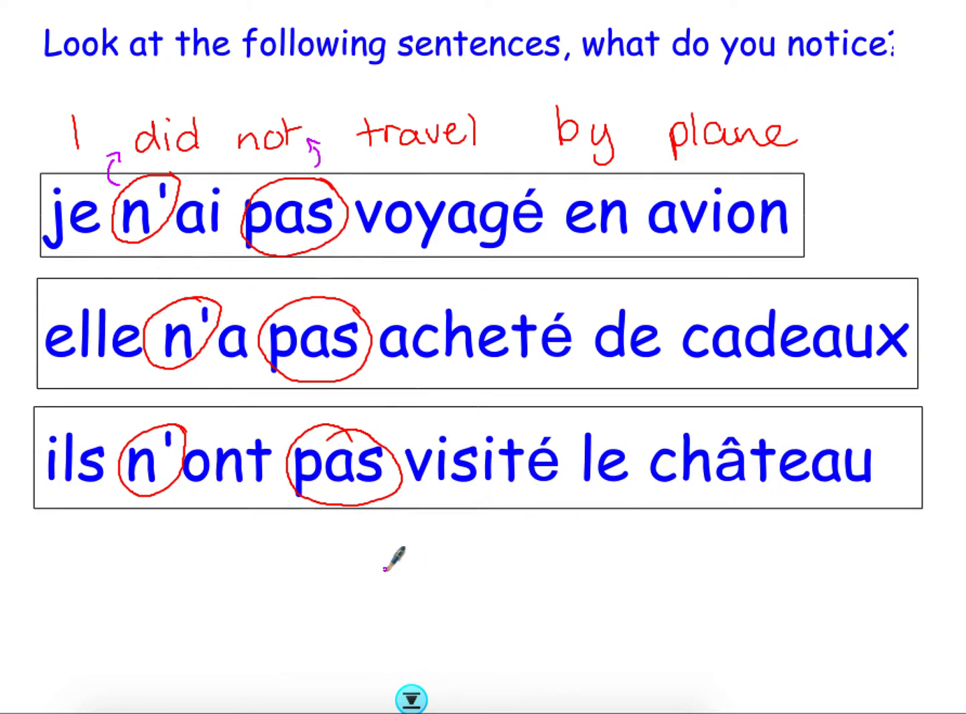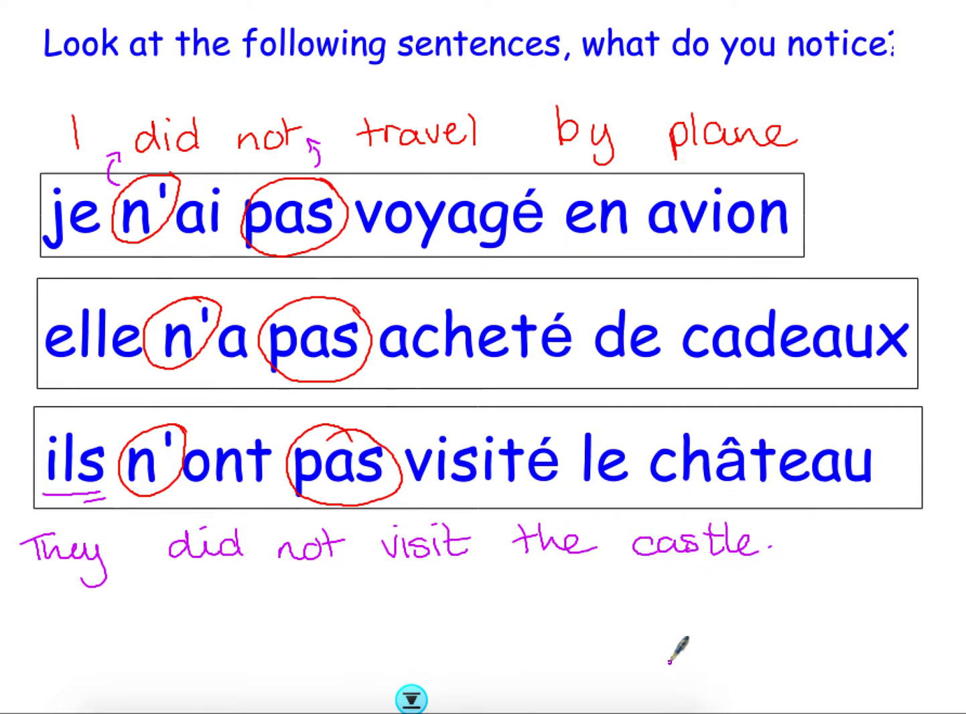They did not visit the castle. Now remember, ils with an S is they. Okay, they did not visit the castle. And as always, if you see any words that you don't know, make sure you copy them down. If you didn't recognise le chateau, make sure you take a wee note of that.